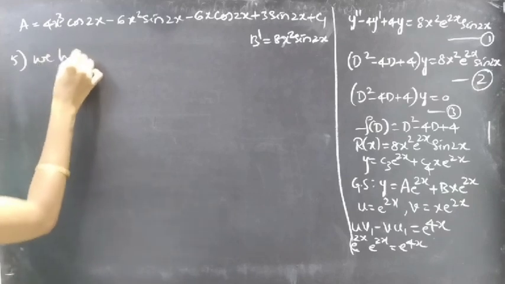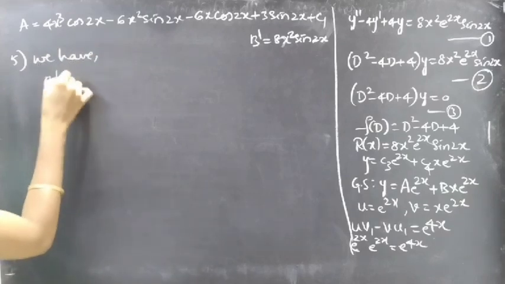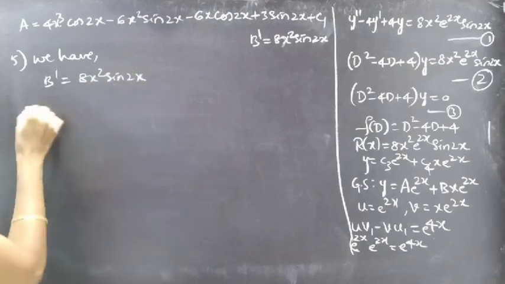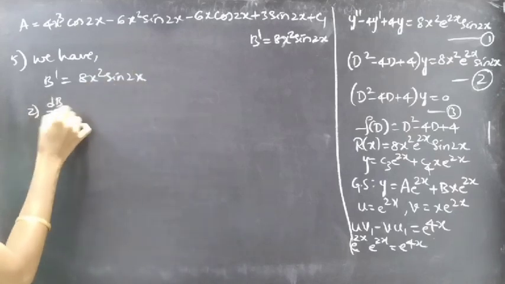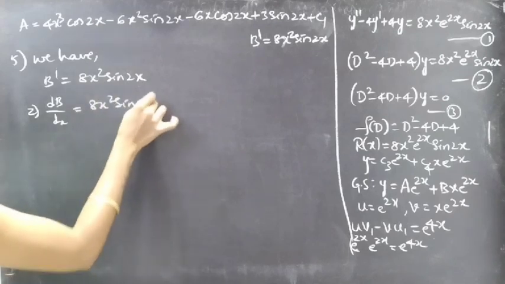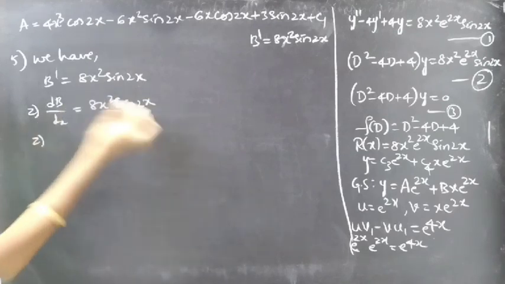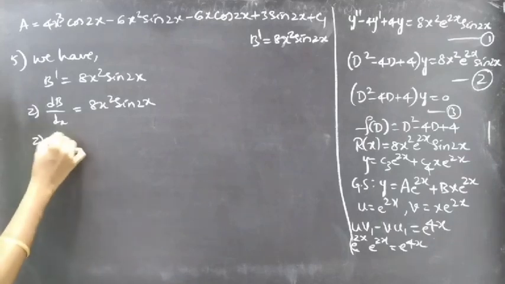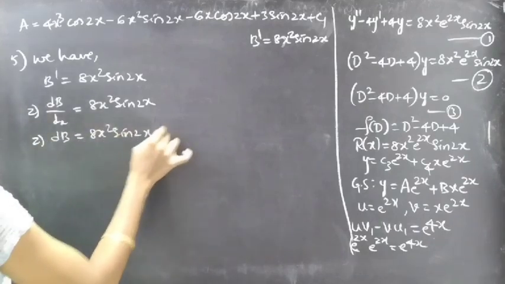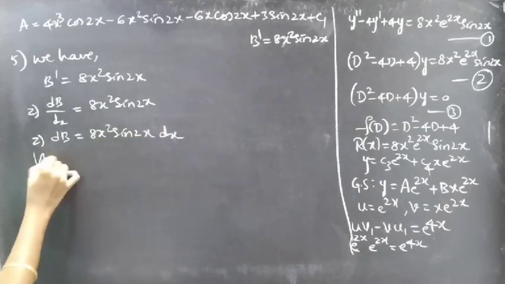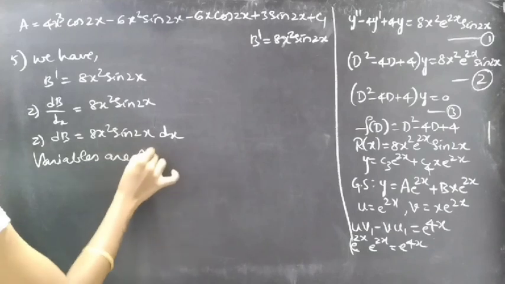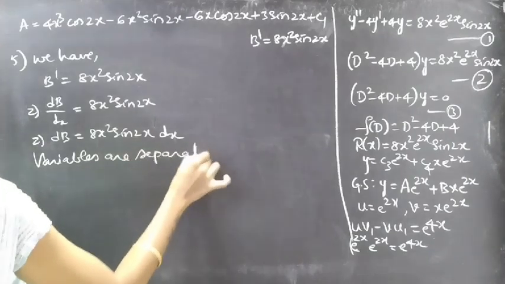We have B dash equals to 8x square sine 2x. B dash is nothing but derivative of B with respect to x. Let's now separate the variables by taking differential dx to RHS. We'll get dB equal to 8x square sine 2x dx. Here the variables are separable. So let's perform integration here.